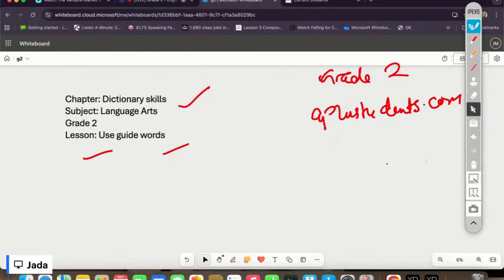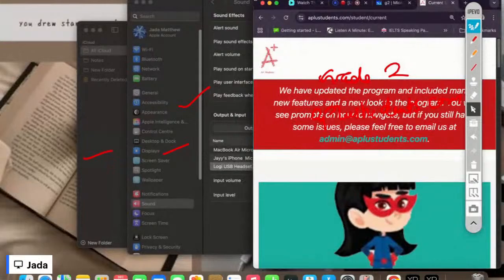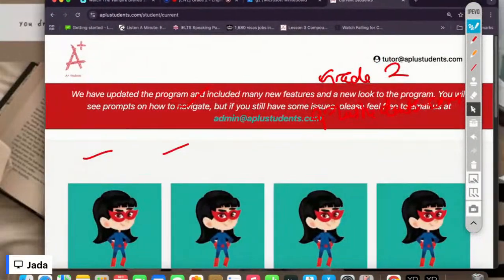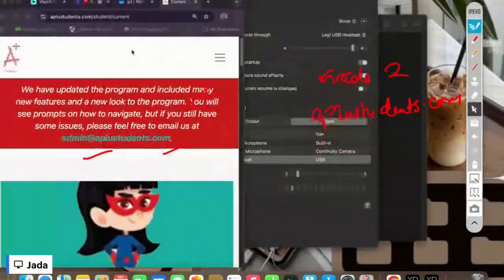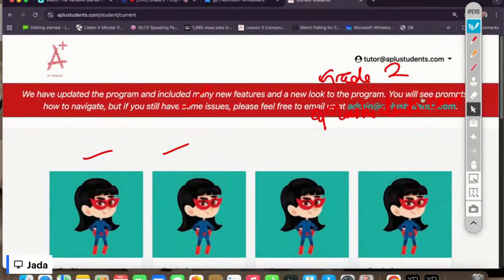Alright, let's go through logging in together. Once you click on aplusden.com and you input your password, you have to move on here and click your name.